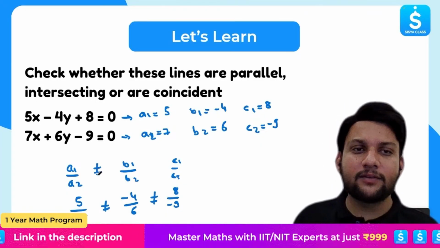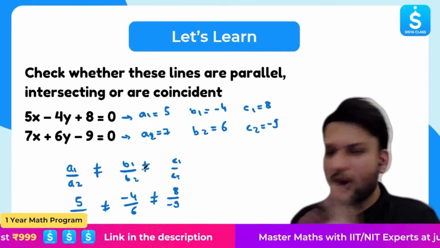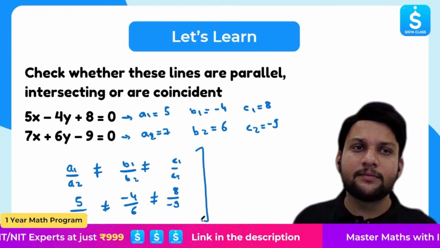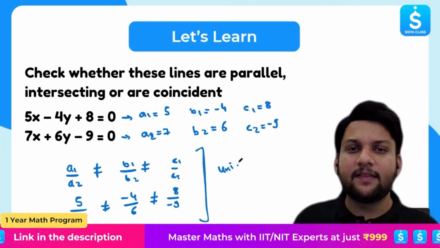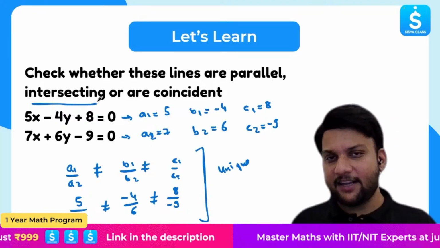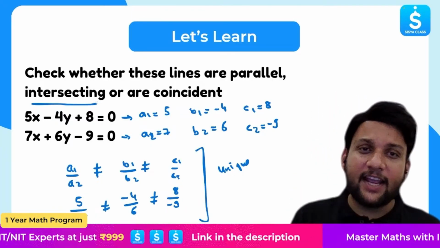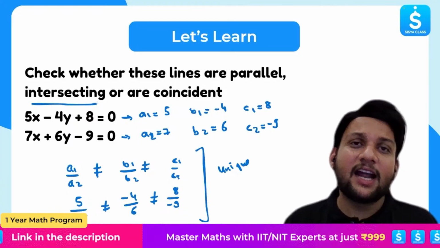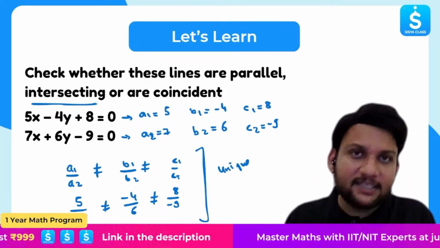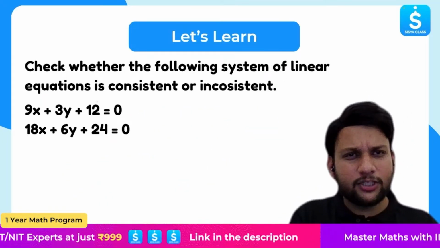So what kind of solution is it? Remember the condition: whenever A1 by A2 is not equal to B1 by B2 is not equal to C1 by C2, it is going to have a unique solution. That means lines are intersecting. Clear? Very easy. Whenever such questions are asked, we will find A1, A2, B1, B2, C1, C2, and the ratios A1 over A2, B1 over B2, C1 over C2. If they are not equal to each other, it is a unique solution, that is lines are intersecting. Let's move to one more question.